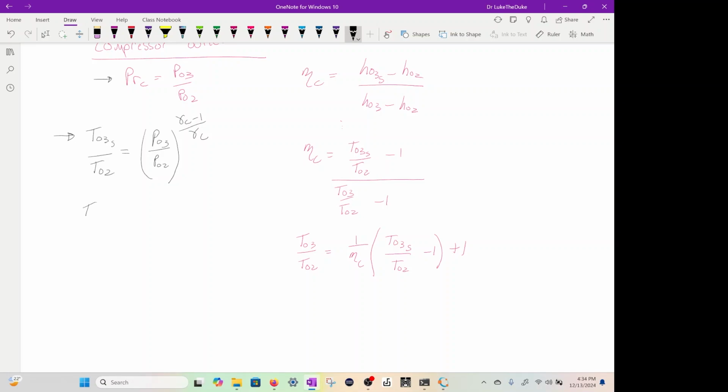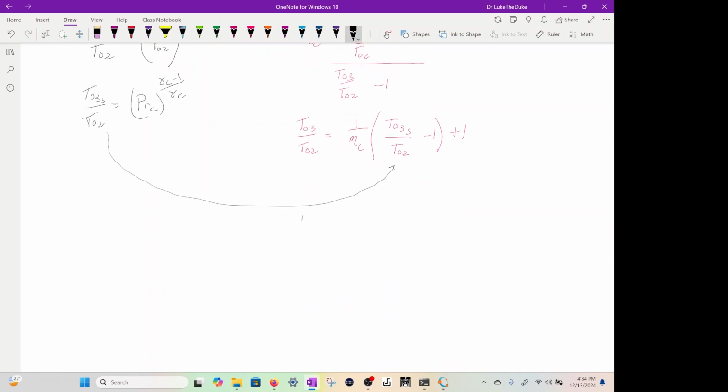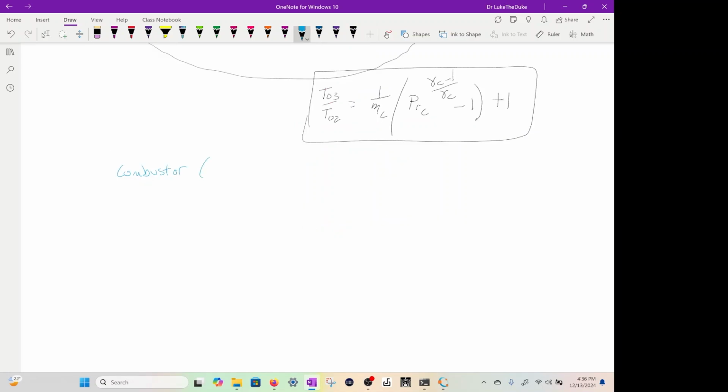So this, technically, we can plug in PRC raised to the gamma C minus 1 over gamma C, and then we can plug that into here. T naught 3 over T naught 2 equals 1 over A to C raised to the PRC gamma C minus 1 over gamma C, minus 1 plus 1. Okay, which is basically, we're going to look for that F equation.